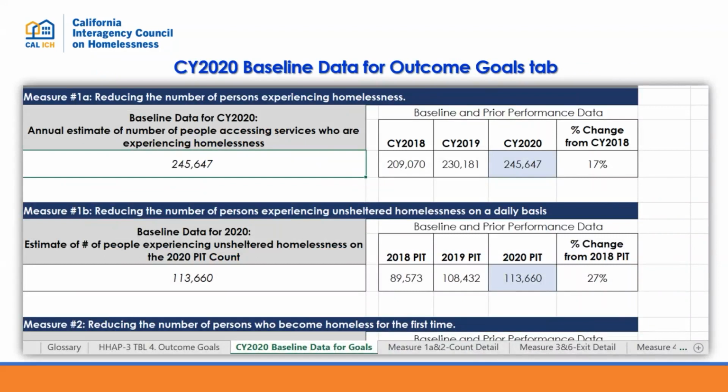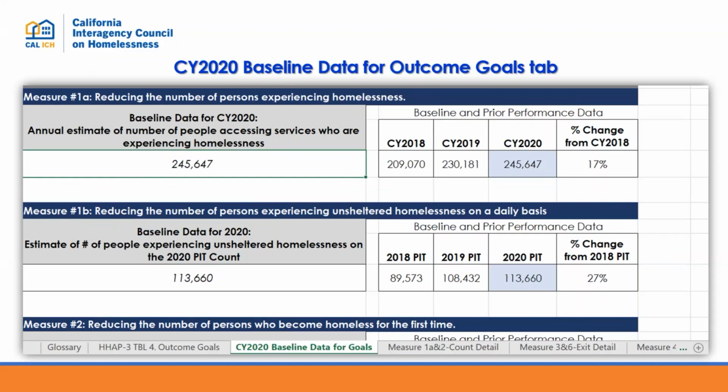Next is the baseline data for outcome goals tab, which reports the CY 2020 data for each outcome goal performance measure in column B. Prior performance data for CY 2018 and 2019 are also provided, as well as the percent change from 2018 to 2020 in column G. This 3-year timeframe mirrors the 3-year HAP 3 performance period, which is July 2021 through June 2024.